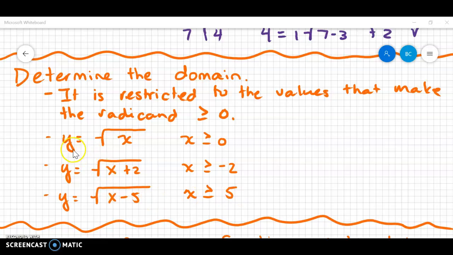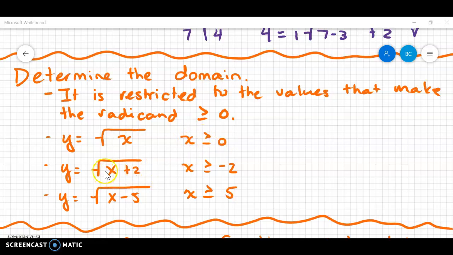So say, for example, in our parent function, if x is the radicand, then the smallest number that x can be is 0. So my domain is going to be x is greater than or equal to 0.